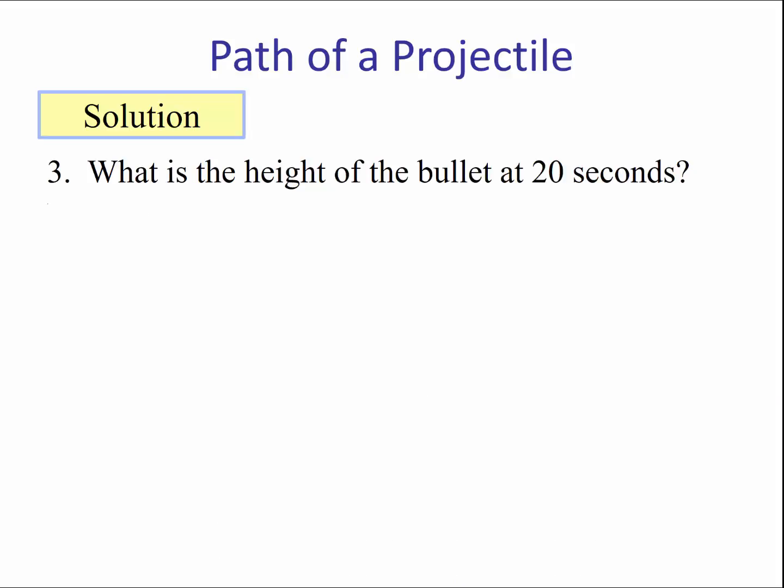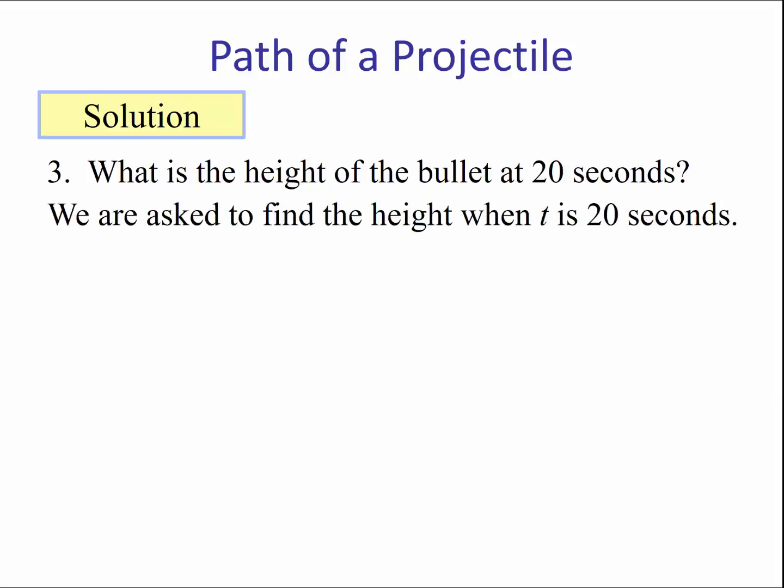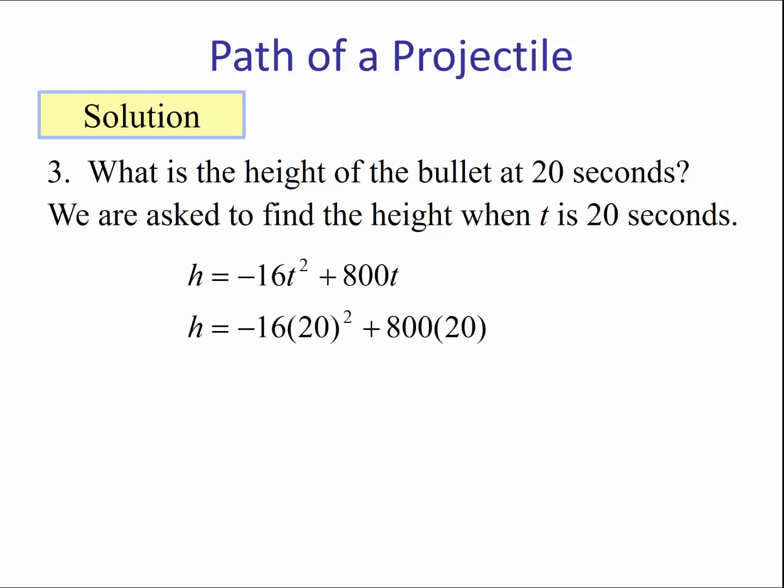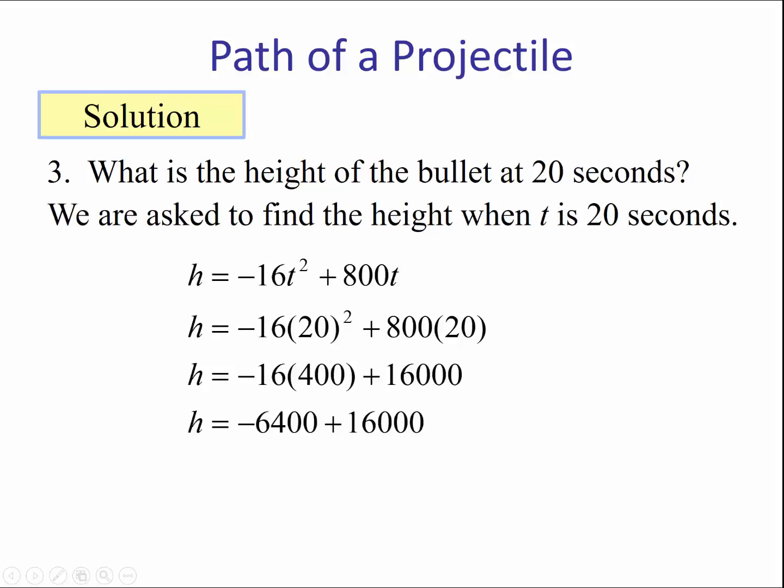What is the height of the bullet at 20 seconds? We're asked to find h when we know t is 20. Substituting 20 in for t, we square, then we multiply, and finally we add, and we get negative 6,400 plus 16,000, which is 9,600 feet. So at 20 seconds, the height of the bullet is 9,600 feet.